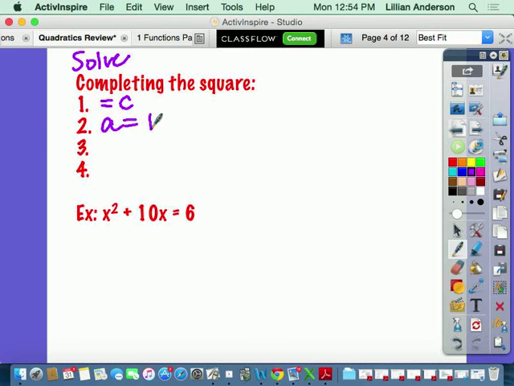Then from there, what do you do? Do something with b. Use half of b, but not times 2. You have to square it. So you take half of b, and then you square it, and then whatever number you get, you add it to each side.